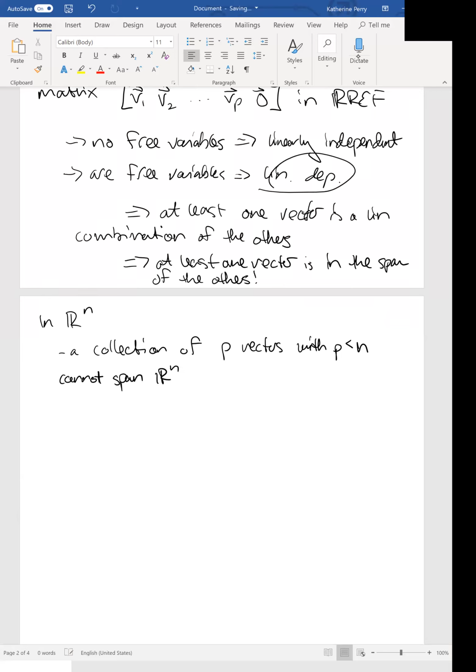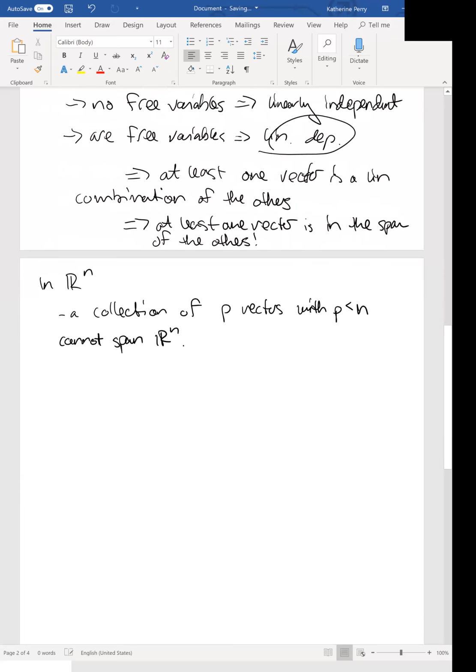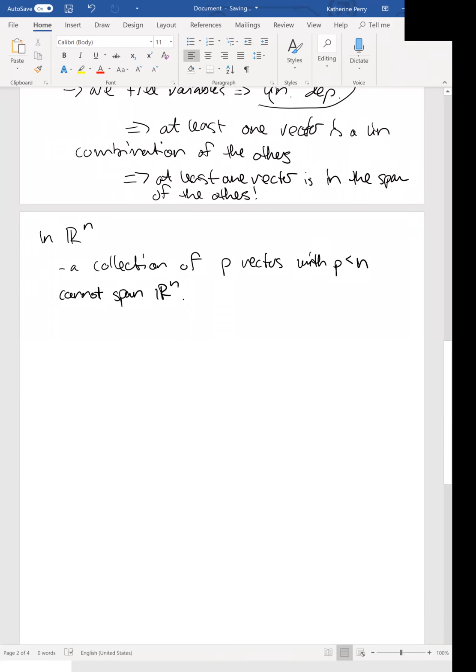So I think you showed this on your homework, where if you had a collection of 3 vectors, you couldn't span R4. And then we talked about in class how that's not just true for 3 and 4. In fact, it's always true with some number p that's less than n. But we did talk about how if you want to span R4, then you need 4 vectors. Same if you want to span Rn, you need n vectors.